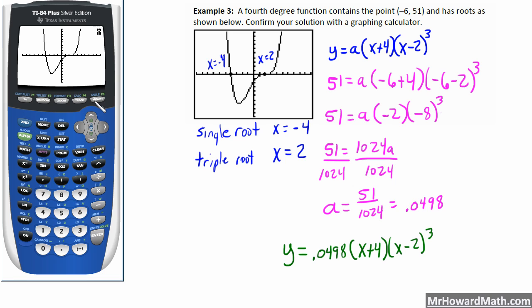Now let's just check our table. So when x is negative 4, y is 0, that checks. When x is positive 2, y is 0, that checks. Now we need negative 6, 51 in there. Negative 6, comma 51 in there, and we have that, so everything is correct.